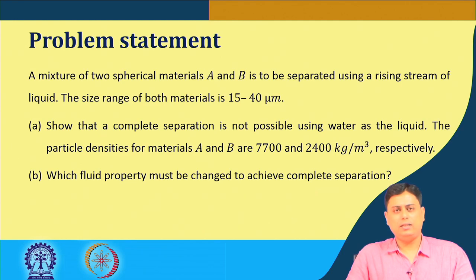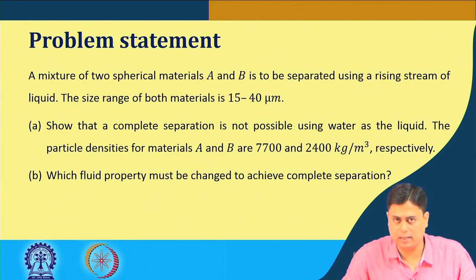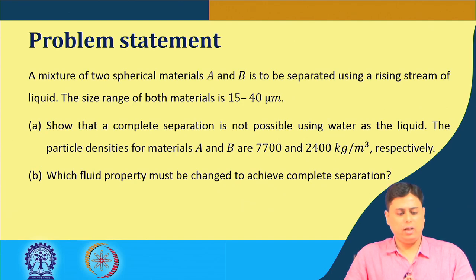Okay, and this is pretty interesting and complex as well, I would say. So pay very good attention to the problem statement and its solution methodology, and why it is. So the problem is, there is now a mixture of particle A and B. Both have a size range of 15 to 40 micron. So we have to now show that a complete separation is not possible using water as the liquid, when it is separated in a rising stream of liquid.